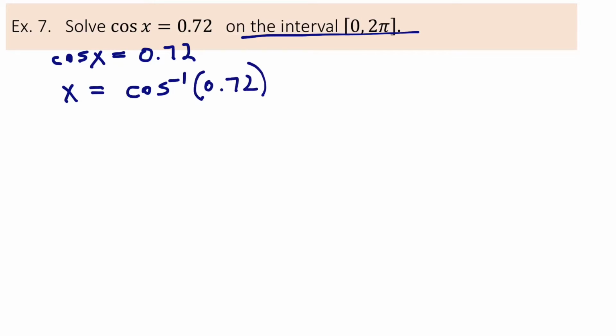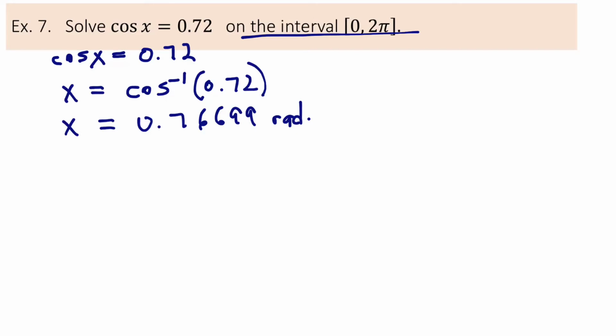If I type that into the calculator, I'm going to get it in radians. Remember, you're going to put your mode in radians here. We're going to get your angle x is equal to 0.76699 radians.